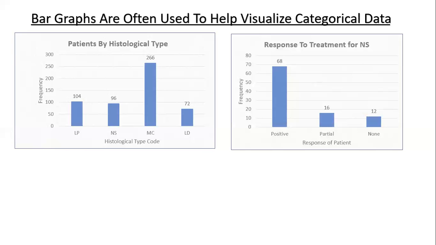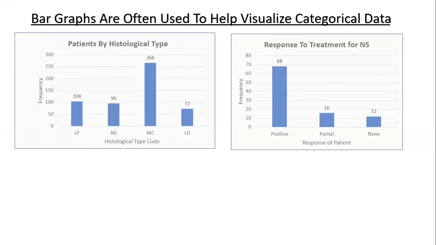Here, in this particular case, on the horizontal, we've shown the different possible responses, positive, partial, and none. And again, the vertical axis represents the frequency. So the height of the bar is telling us how many positive, partial, and none responses did we have out of those 96 individuals who were in the NS category? Bar graphs are by far one of the most common ways that we have for visualizing information about one or more categorical variables in a particular study.